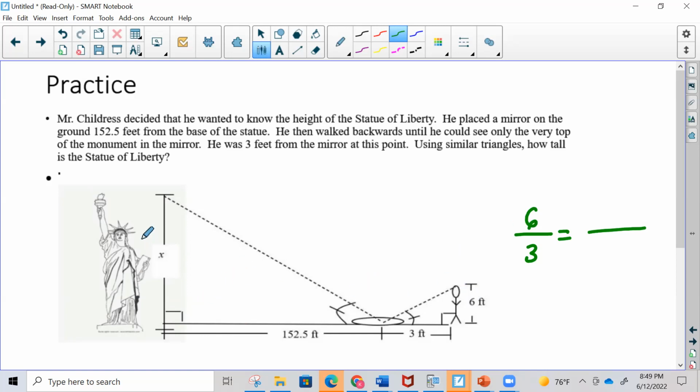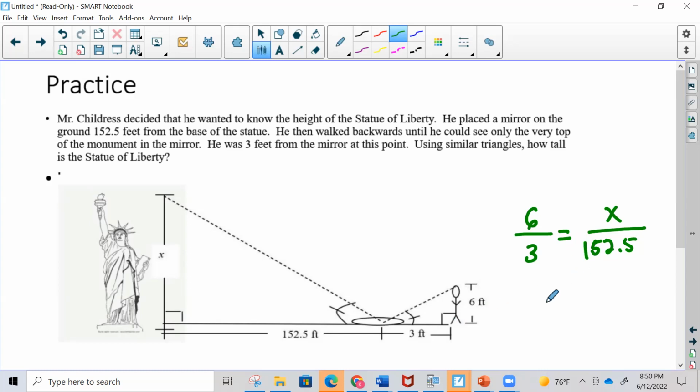So this height goes with the height of the Statue of Liberty, which is x. And the distance between the mirror and Mr. Childress and the distance between the Statue of Liberty and the mirror are what we compare. So we would do 152.5, which would go with the 3 because they're both on the ground.